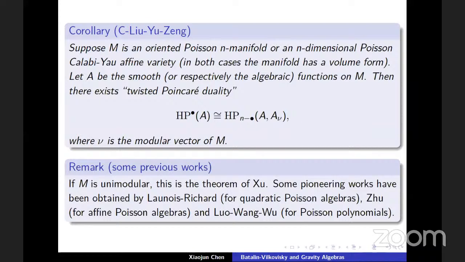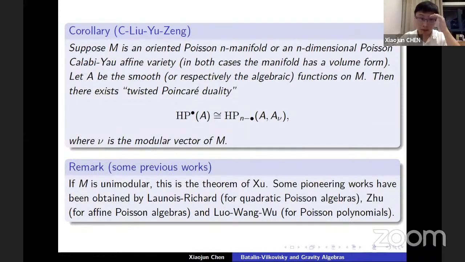Thank you. So anyway, this is actually a topological one. This Poincare duality is an isomorphism of Poisson manifolds, because everything only depends on the Poisson structure. Actually, it does not depend on the volume form. So this is an invariant of the manifold itself.